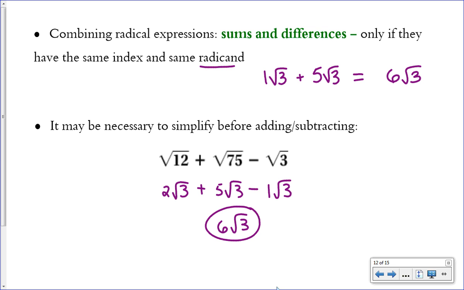But if your roots are different, so root 2 plus root 3, that's it, right? You cannot simplify that any further because they're not the same radical.